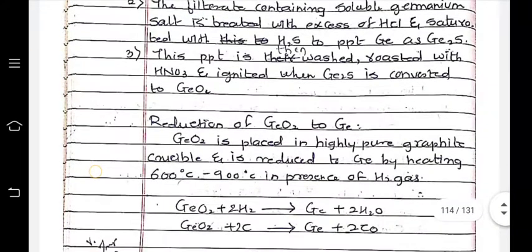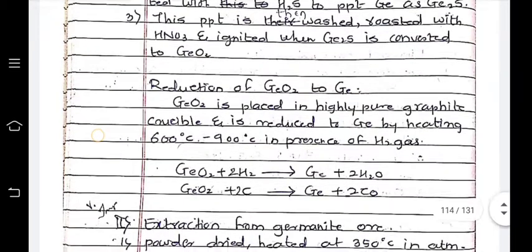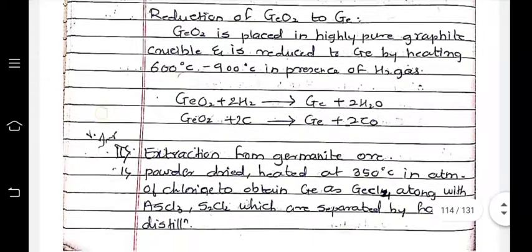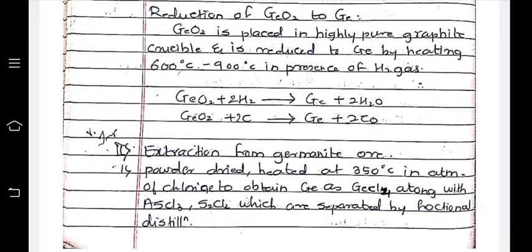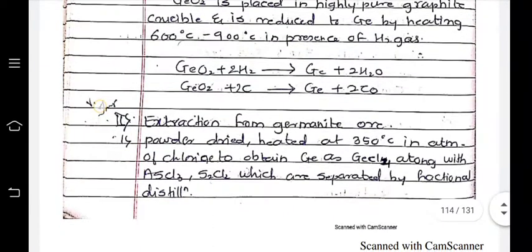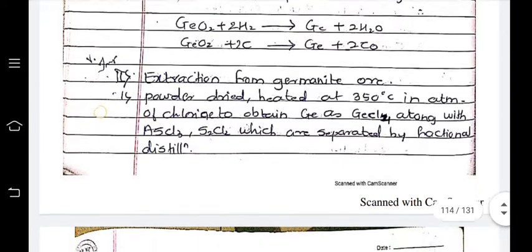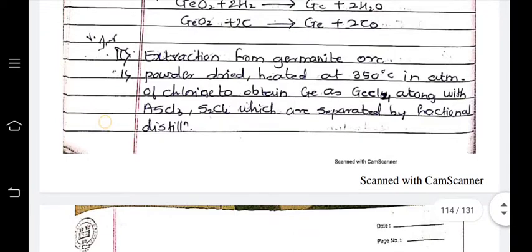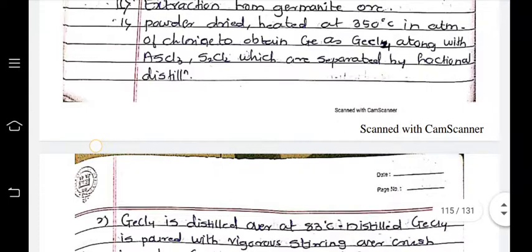This precipitate is washed, roasted with HNO3 and ignited, when GeS2 is converted to GeO2. Reduction of GeO2 to germanium: GeO2 is placed in a highly pure graphite crucible and reduced to germanium by heating at 600 to 900 degrees centigrade in the presence of H2 gas. GeO2 plus 2H2 gives germanium plus 2H2O. GeO2 plus 2C gives germanium plus 2CO.